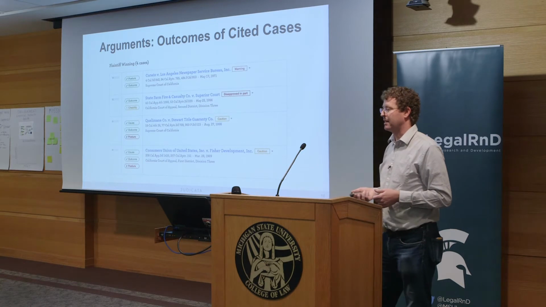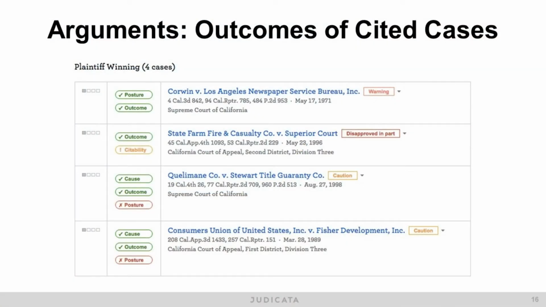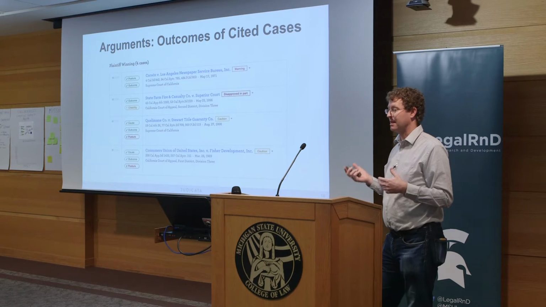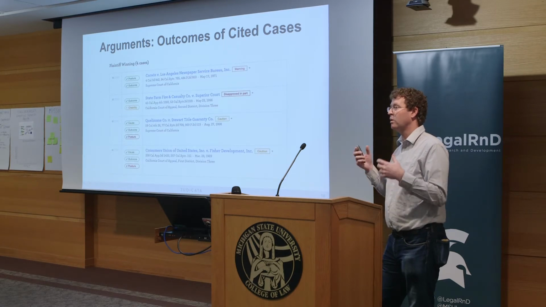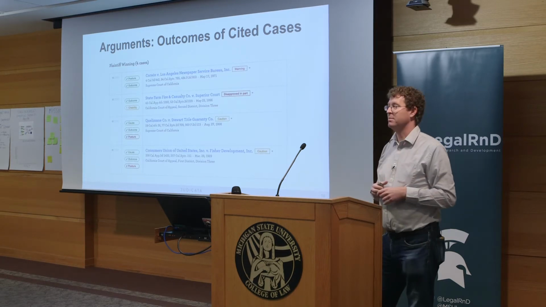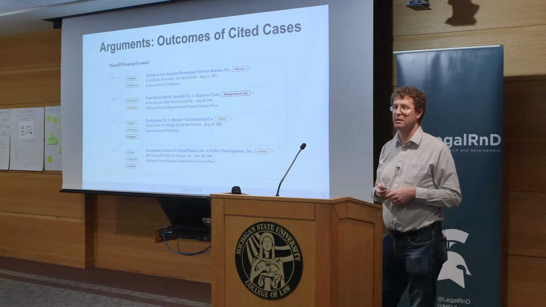Okay, outcomes of cited cases. One of the things we know about each of the cases in California is who's winning and who's losing, whether it's the plaintiff or the defendant. And we can look at the briefs. We pull out for each of the cases the citations. We know who's winning, and we break the cases up into plaintiff winning cases and defendant winning cases.